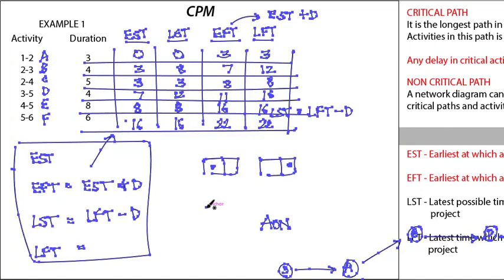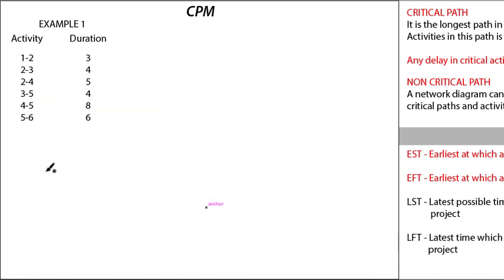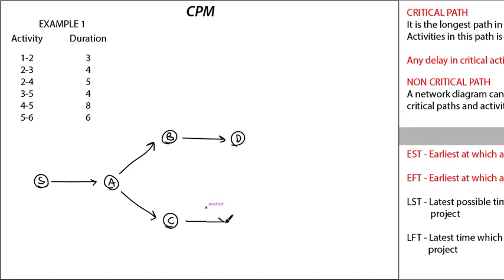Let me just delete everything and we will draw the node diagram again. So this is S. Similarly there will be A, B, there is D coming from B, there is C coming from A, E coming from C, and F coming from D and E. And there is an N node.